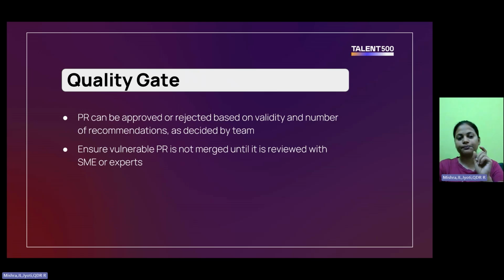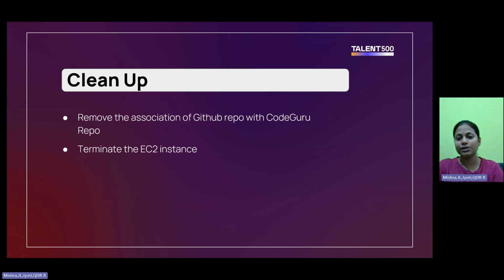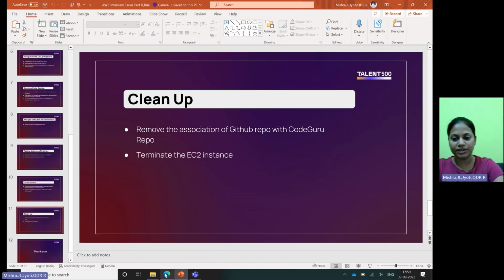I'll show you using a library how you can read that JSON file, and based on the count or a matching of certain pattern or certain type of security issue, you can fail your builds. And finally, as usual, whatever you do, you have to clean up, right? So let's go to the demo itself.